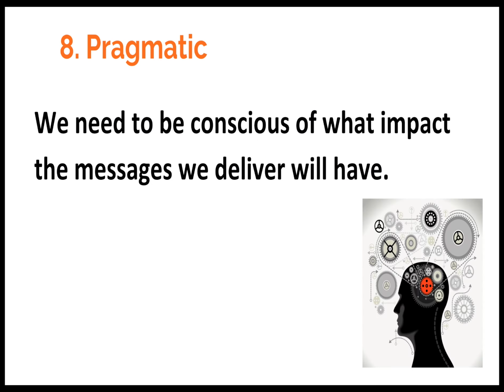So the last one, the eighth one I am going to discuss, is pragmatic. Pragmatic means we need to be conscious about the impact of the message we deliver. Whenever we are doing testing, we have to deliver the correct message, and about the things that we are facing. For example, while doing agile testing, while we are doing a project in a sprint way using agile methodology, you have to deliver the correct message.